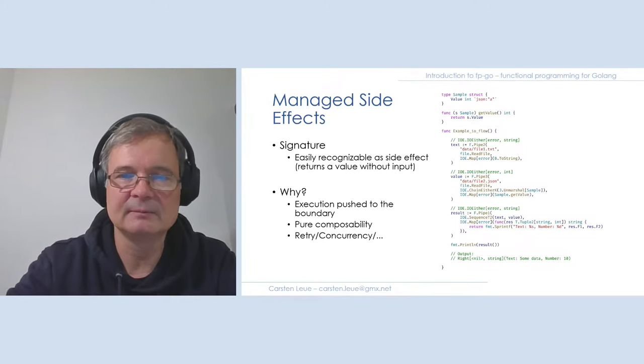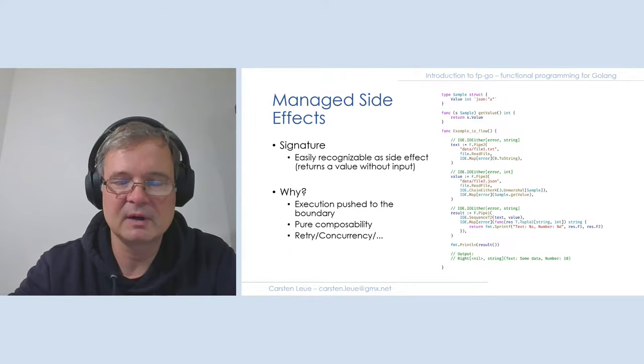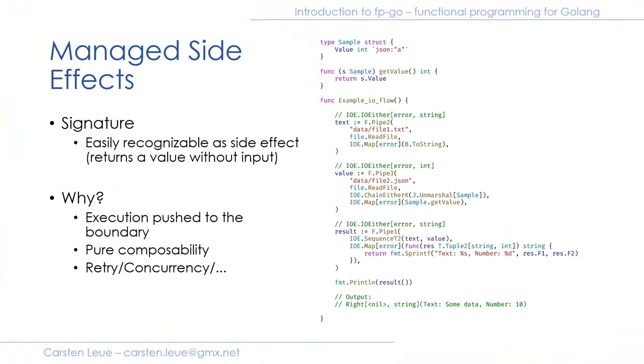A quick example is here. This is an example that reads a number of files. And you can see the IOE prefix here stands for IO either. Again, we have the same composition functions, map, chain, to handle composition of operations. And in this very example, we are reading a text file, a JSON file, and then we are combining these files to a result type.